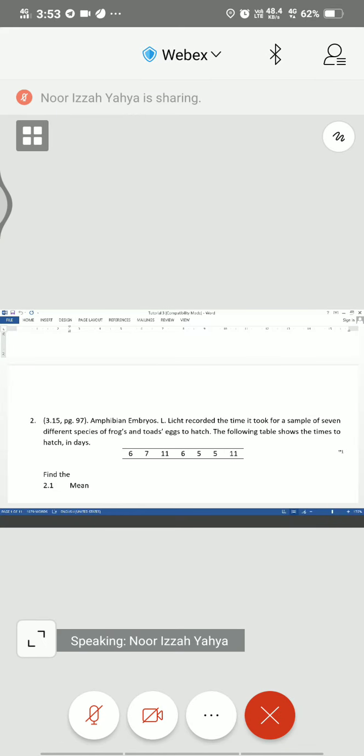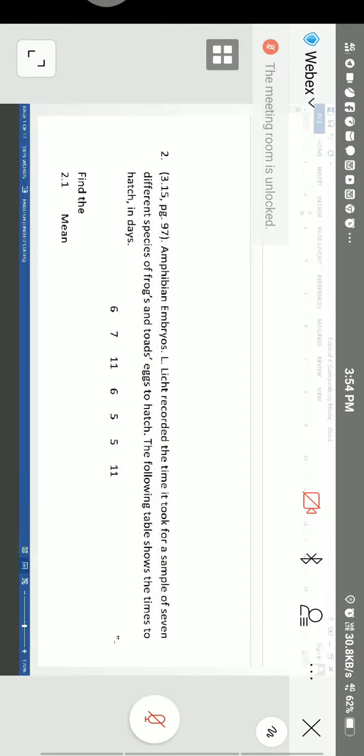A sample of 7 different species of rock was taken. The following table shows the time to hash in a day: 6, 7, 11, 6, 5, 5 and 11. Find the mean. This is ungrouped data, so you just add them up, you don't need to build a distribution table. Total up the numbers, then divide by the number of data, 7. So 51 divided by 7.